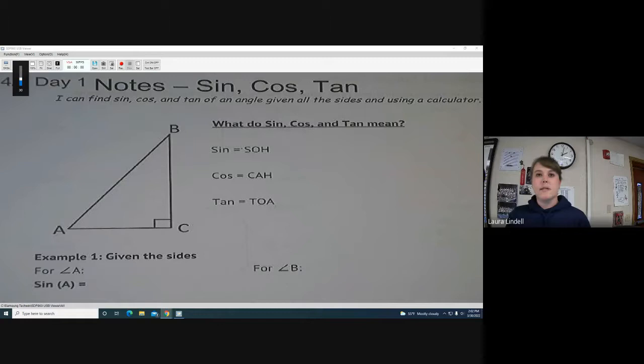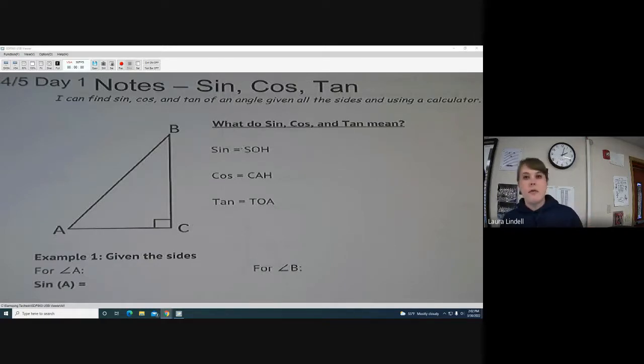So today we're going to be talking about something called sine, cosine, and tangent. These are called trigonometric ratios, and they work for right triangles. So it's a way that we can relate the angles on a right triangle with the sides on a right triangle. And not just with special right triangles, but with any right triangle.